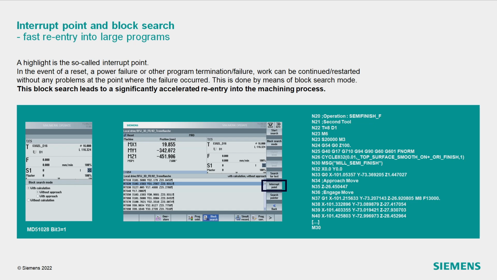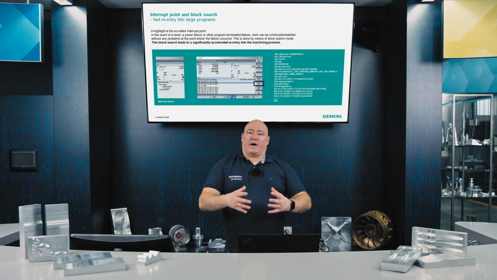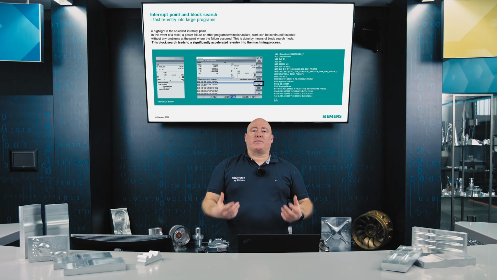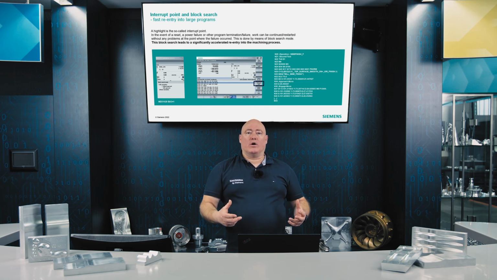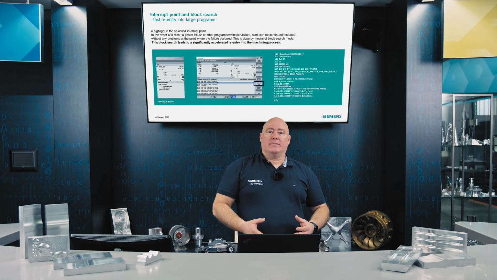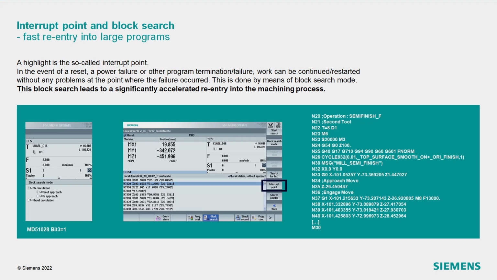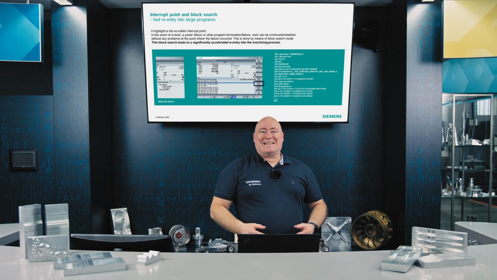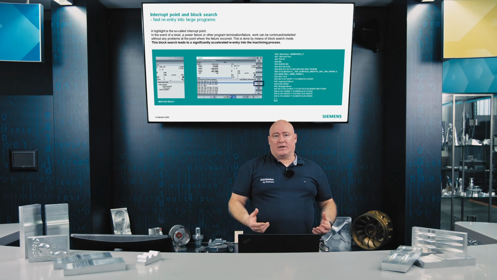A highlight in Sinumerik when executing freeform programs is the interrupt point and block search. What does that mean exactly? If, for example, the machine suddenly stops in the event of a power failure and you want or need to continue milling at this point after eliminating the fault, activating the interrupt point function and then performing a block search will take you back to precisely the point where the interruption occurred. This is extremely reliable and time-saving.